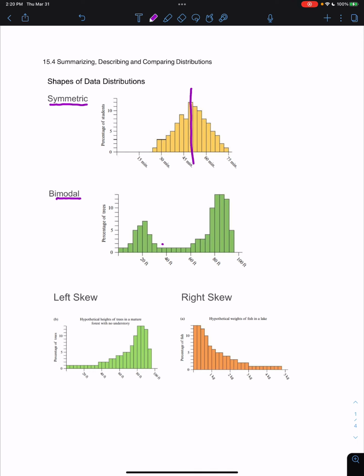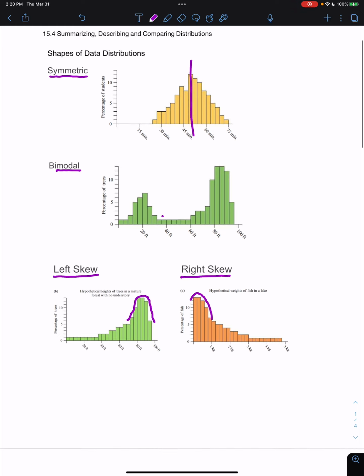So that is bimodal. The next two can be a little confusing for some students, so I want to help to clarify this. The first one is called left skew, and the second one is right skew. Now, the reason it's confusing is because the left skew has the hill or the maximum or most of the data on the right, but it is called left skew. The right skew has most of the data on the left. So that can be confusing.